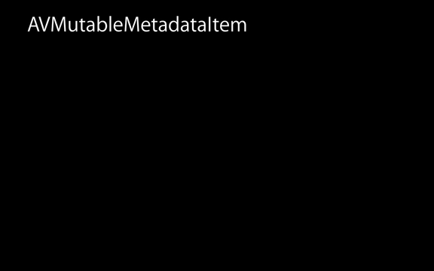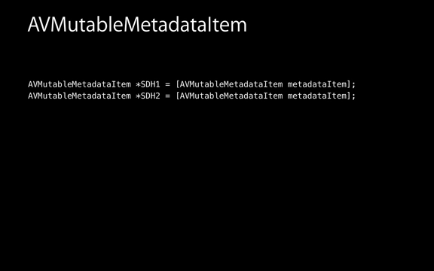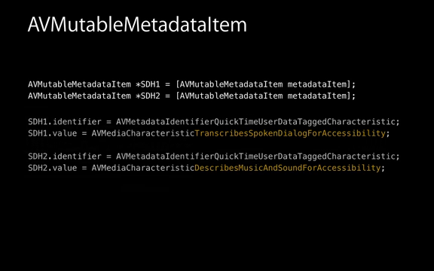So if we use an example of writing a subtitle track that is marked as SDH, well, it's actually two different tag characteristics that you have to use. And so we'll create two different metadata items. We'll set both of their identifiers to that identifier we just saw, the QuickTime user data tagged characteristic. But one of them will set the value to transcribe spoken dialogue for accessibility, and the other will be describes music and sound for accessibility.